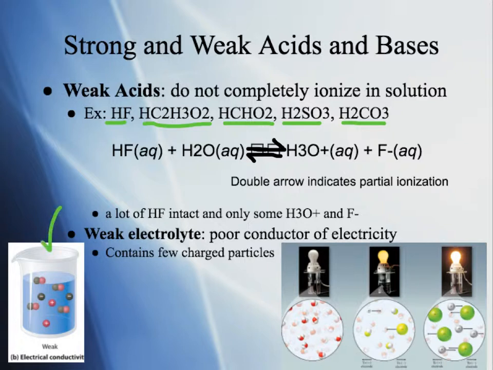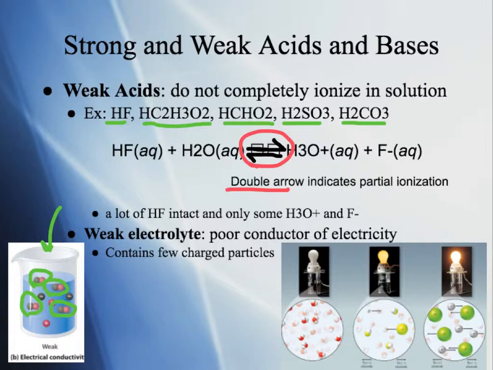In fact, if you take a look down here at this picture, we can see that there are still some intact molecules when they dissolve in water. So that means it's a weak acid. They don't all completely fall apart like we saw previously. Now, to indicate that, we use a double arrow. This double arrow represents that some of the molecules are going to ionize and make the H3O plus ions and the F ions, for example, for hydrofluoric acid.